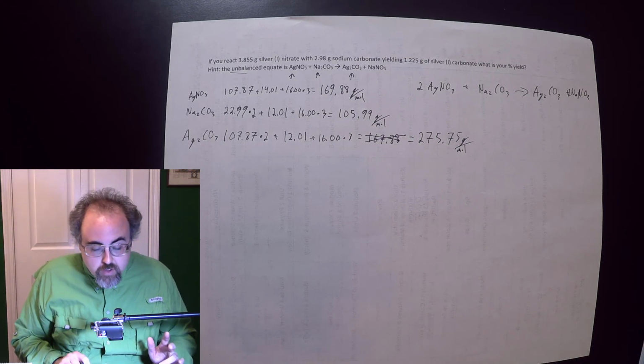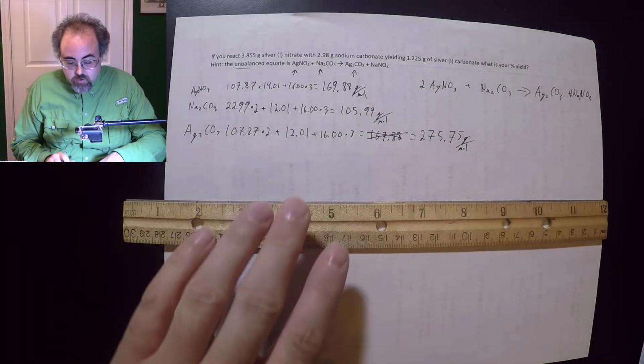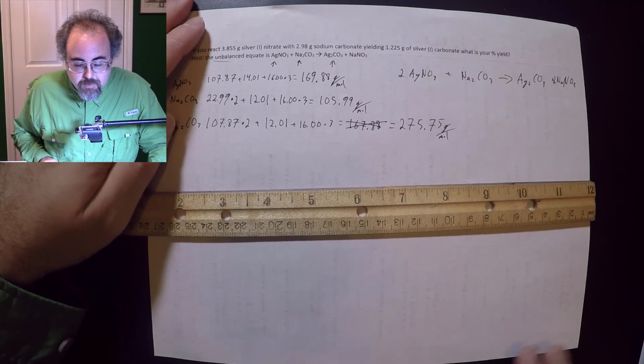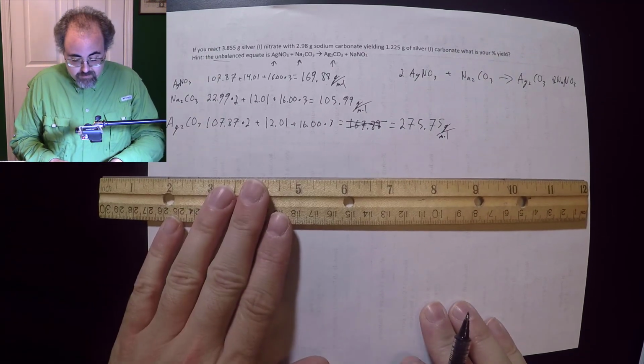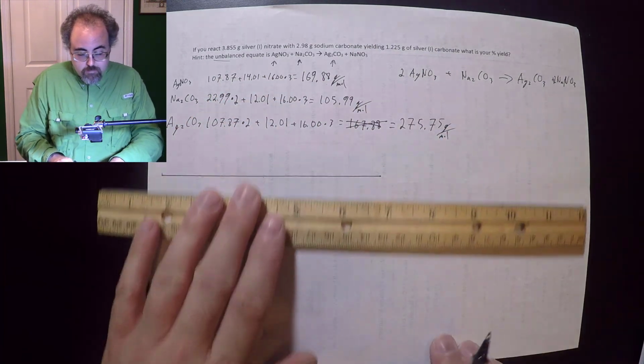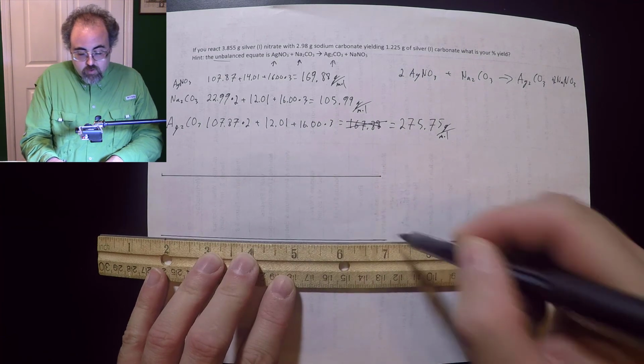Now, this is a theoretical yield question with a limiting reagent. So that means I'm actually doing 2 theoretical yields. Let's see if I just knock that thing out of view. I need every ounce of this paper. Okay, so I'm going to be doing 2 different theoretical yield calculations. I'm going to run them in parallel.